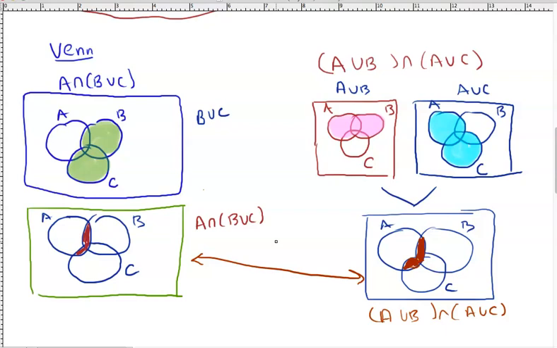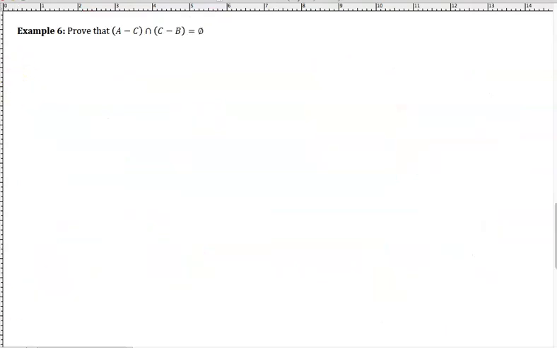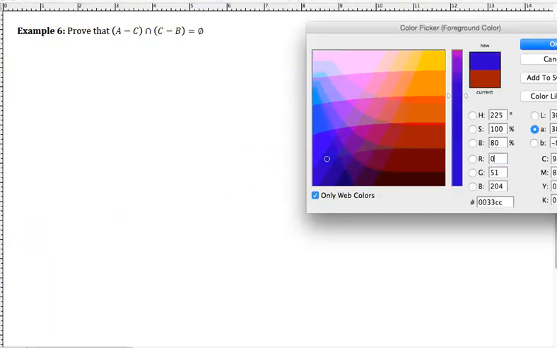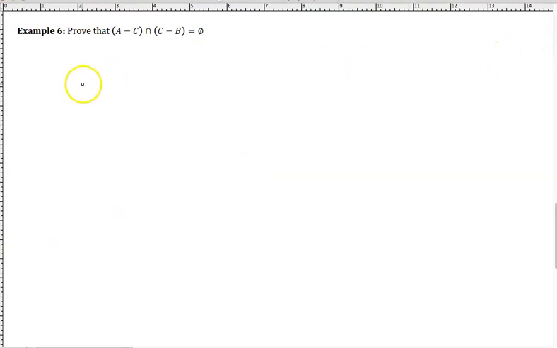All right, let's look at another example. Okay, so example 6, we want to prove that A minus C intersect with C minus B is the null set. They have nothing in common. Right, so I'm going to show it both ways again. Let's show it with the membership table, and then we'll show the Venn also.